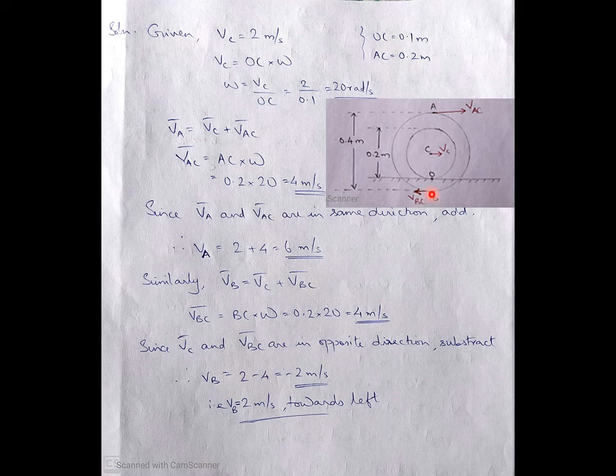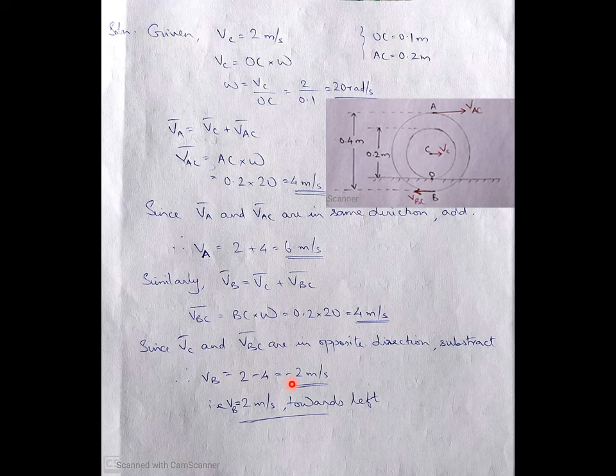Similarly, at point B, we have to calculate this velocity of BC as well as this VC is given to you. So velocity of BC will be BC into omega. What is BC distance? This is also the outer radius, which means it is 0.2 into omega. Distance is already known to you. You will be getting VBC as 4 meter per second. The velocity of point B will be equal to, this is moving towards right and this is moving towards left, so subtract it. VC minus VBC, you will be getting minus 2 meter per second.